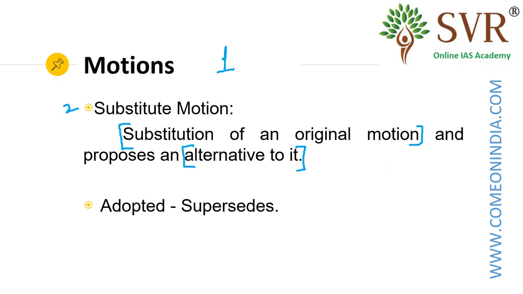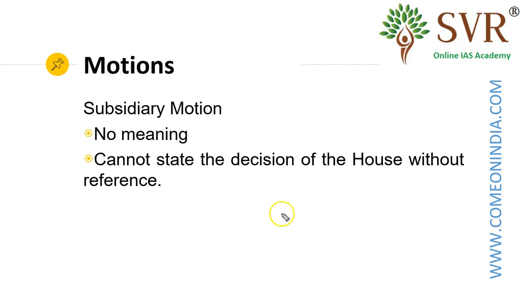Suppose the substitute motion is adopted in the House of Parliament, then this substitute motion will supersede the original motion. That is the speciality of substitute motion. The third principal category of motion which can be brought to the House of Parliament by members is the subsidiary motion. The subsidiary motion in itself has no meaning, and it cannot state the decision of the House without any reference to the original motion or the original proceedings of the Parliament. Such kind of motion is what is known as subsidiary motion.